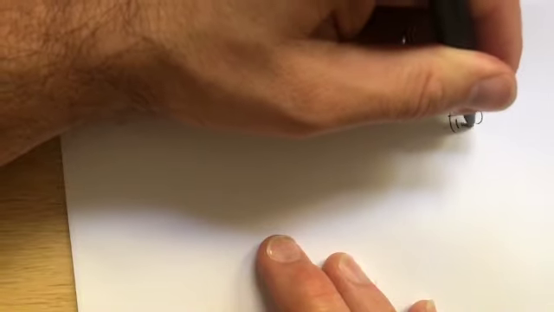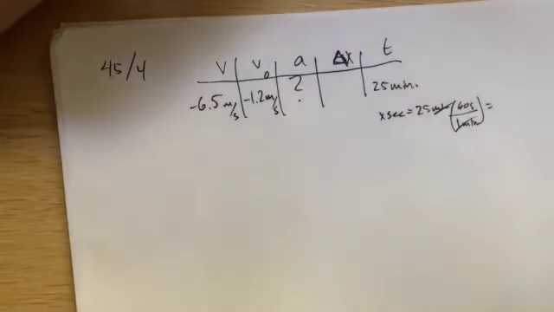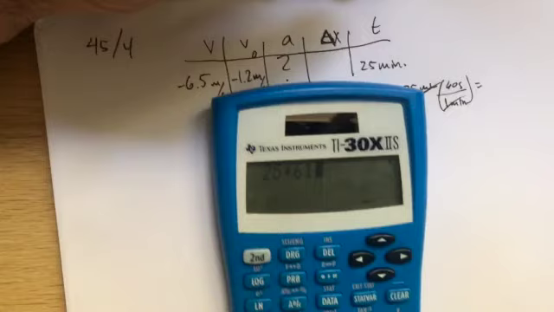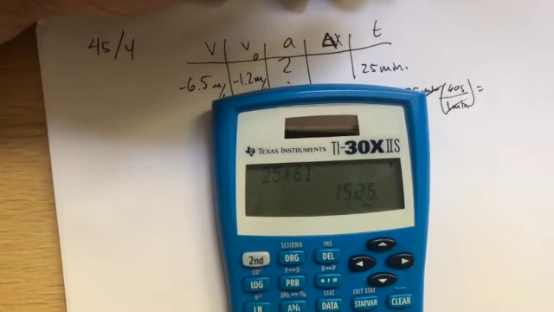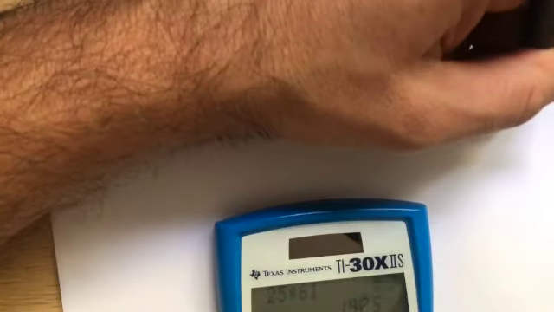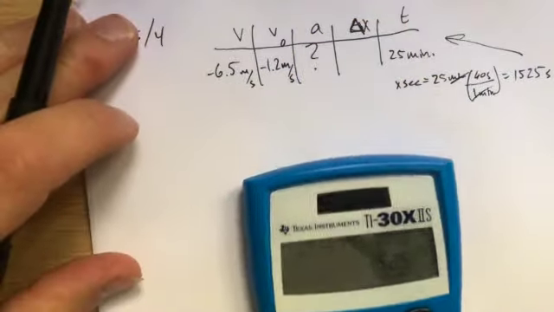1 minute equals 60 seconds. So 25 times 60 equals 1,525 seconds. Okay, so that's my time. All right, now, again, let's take a look at our chart.